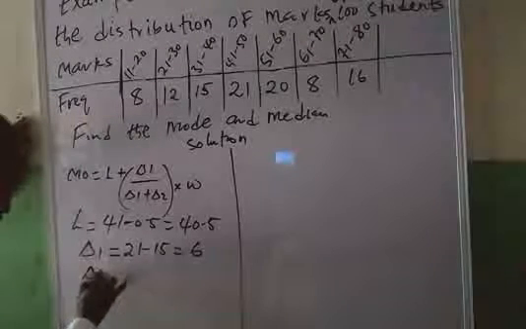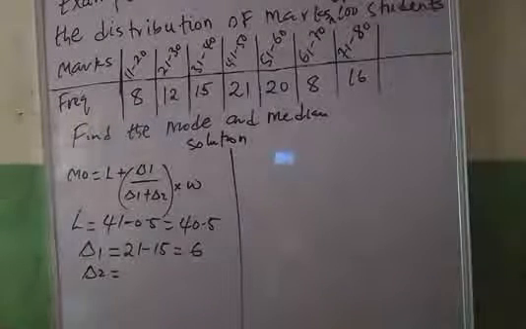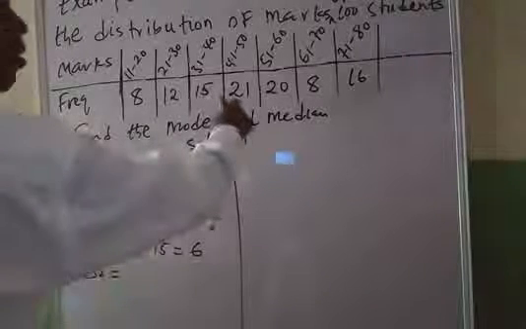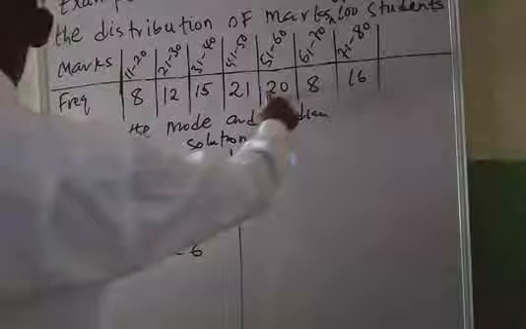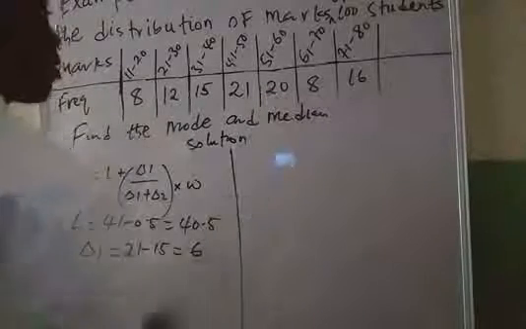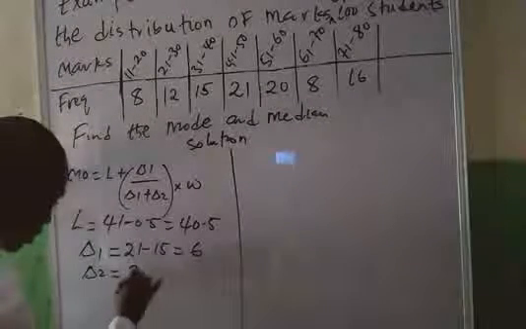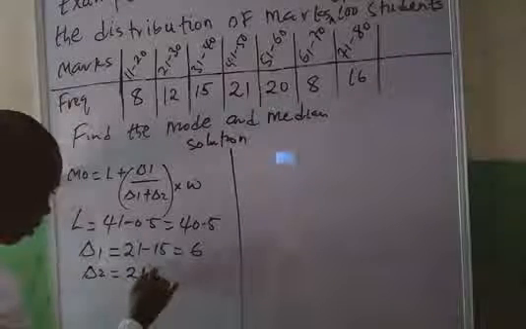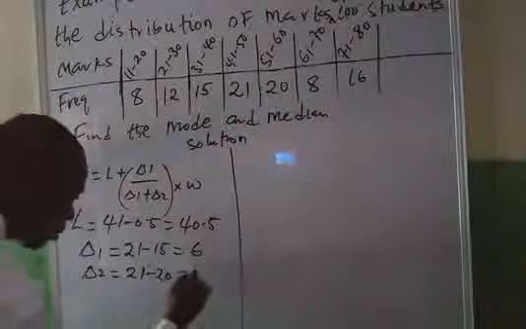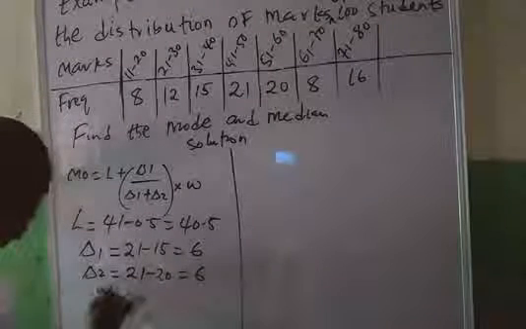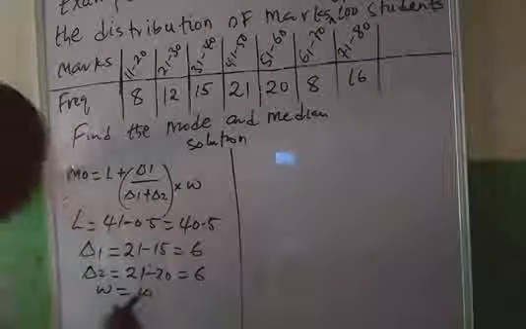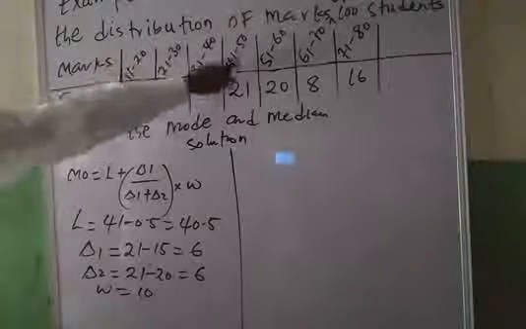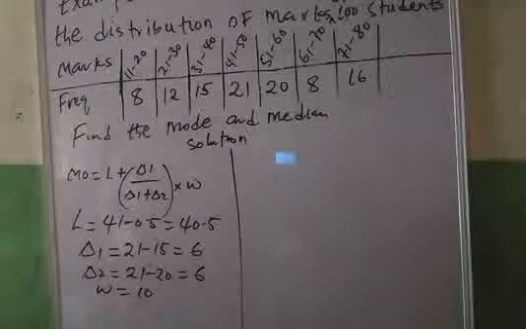Then your delta 2. Delta 2 is the frequency of the modal class minus the frequency of the class immediately after. That will be 21 minus 20, which is... so our class width is 10. What is class width? From 11 to 20, 41 to 50, will give you 10.